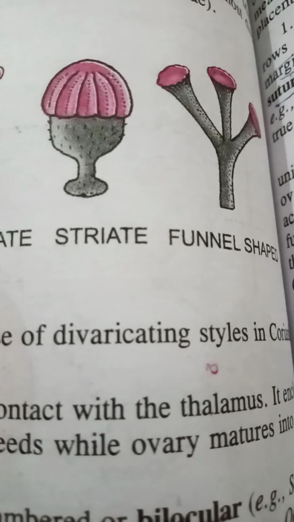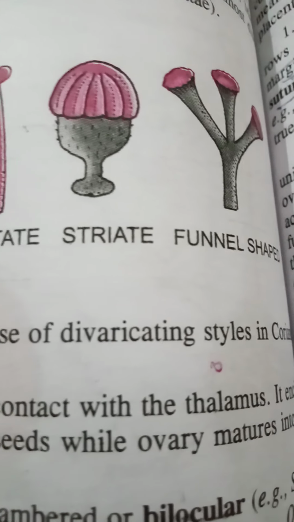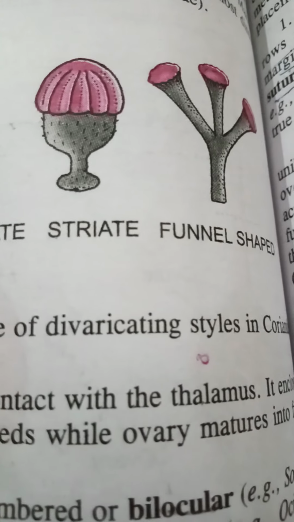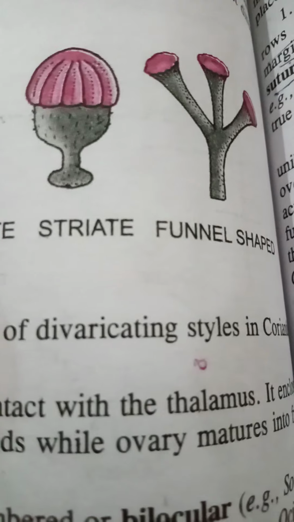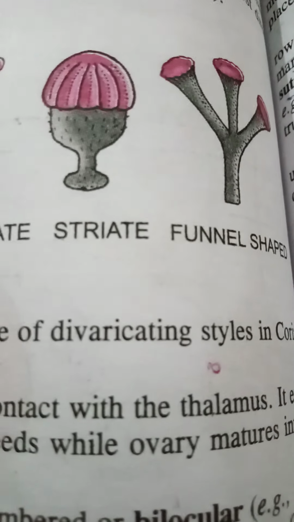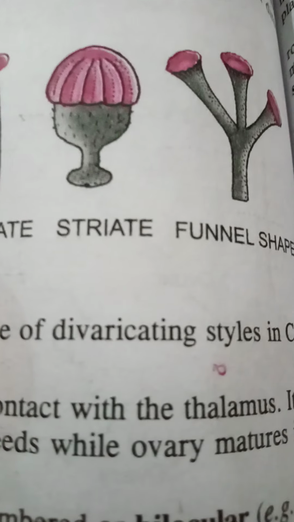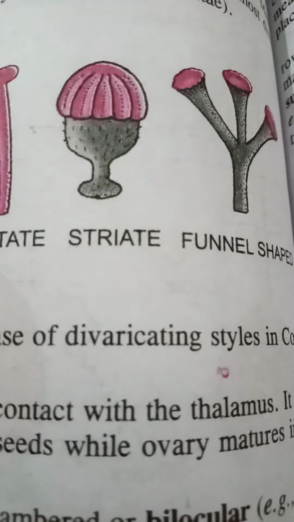Or it is known as stylopodium. That means a disc-shaped conical swelling present at the base of the divaricating style, as observed in the case of coriander. Okay, so these are the different parts. Then when we talk about the ovary, it is the part which will ripen to form the fruit.